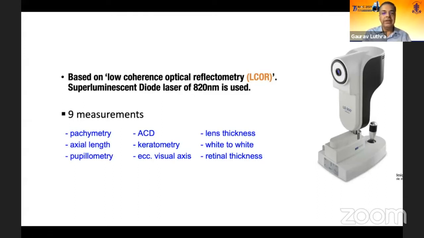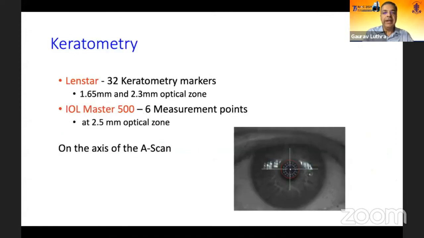So it does all these measurements, as you can see, almost everything that you need, including the retinal thickness, which is very, very important because this is what differentiates it from the other newer OCTs as well. And the keratometry, I think, is best in class because it does a 32-point keratometry. If you compare it to the IOLMaster 500, which used to measure only 6 points, there was a big difference between what the Lenstar was doing. However, today the 700 with very new features on keratometry has changed the game as well.